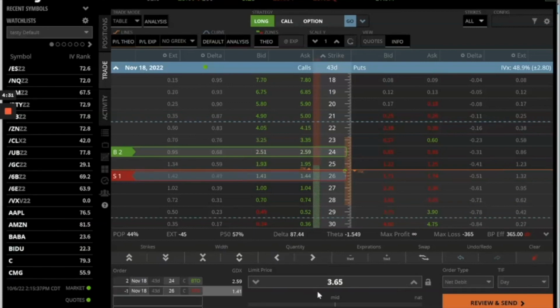So we have to pay a debit of $3.65. That's our max loss as well as our capital requirement to place the trade, $365. We have a probability of profit over here at 44%. We're picking up 87.44 long deltas, and we have to pay a daily theta of about $1.55, which is half of what we would pay by purchasing just 2 calls.